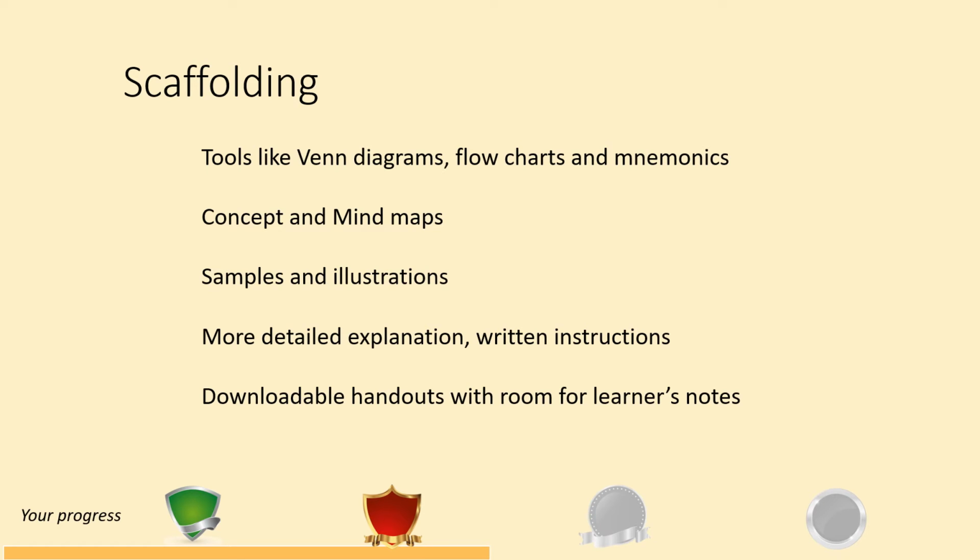Other scaffolding tools could be concept maps or mind maps that show a relationship that students maybe need to complete even. Others are, for instance, examples, samples, illustrations, real objects, explaining more in detail also like a written instruction with more details. And of course, downloadable handouts like in this course, so that you get the content related information, you can download it and you have room to add your own notes as a student.